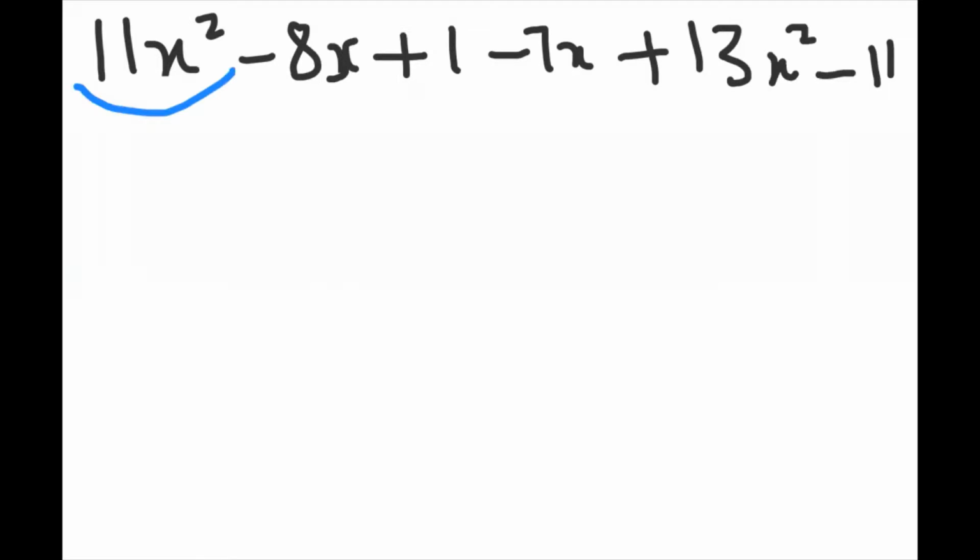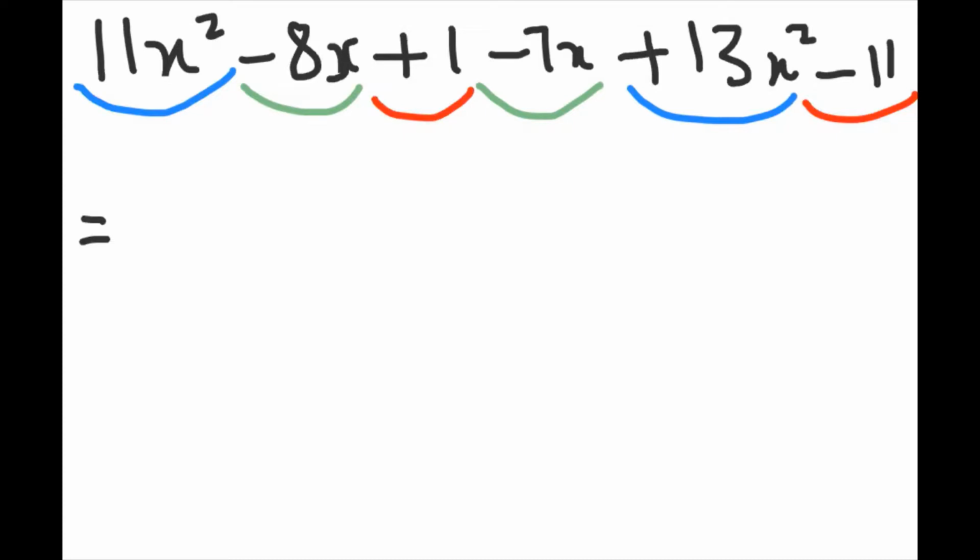There's an x squared, and there's an x squared. There's no more x squareds in here. Let's look at the x's. There's an x, and there's an x. There's some numbers as well. There's a number, and there's a number. So it looks like we've grouped everything. So let's continue. Let's start with the x squareds.